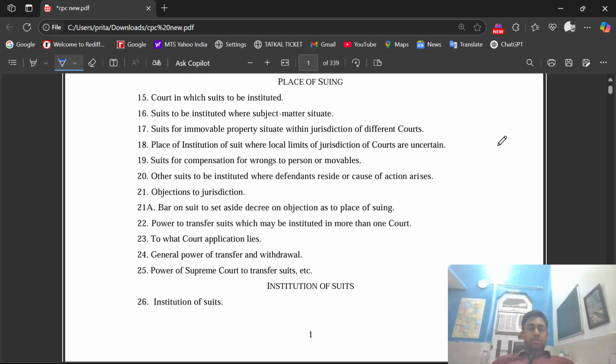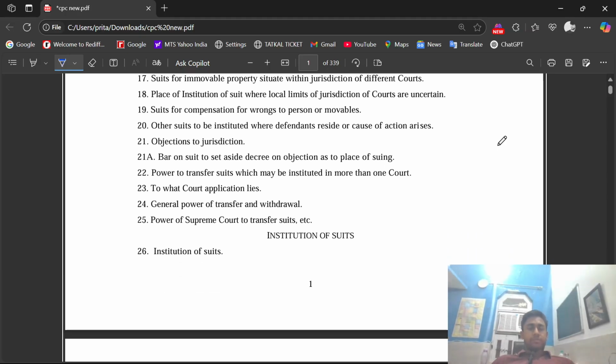Section 19, suits for compensation for wrongs to person or movables. Section 20, other suits to be instituted where defendants reside or cause of action arises. Section 21, objections to jurisdiction. Section 21A, bar on suit to set aside decree on objection as to place of suing. Section 22, power to transfer suits which may be instituted in more than one court.